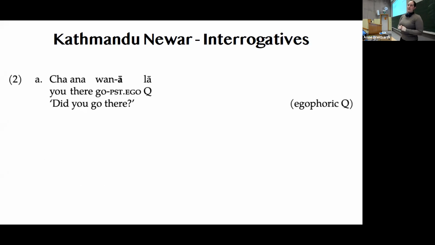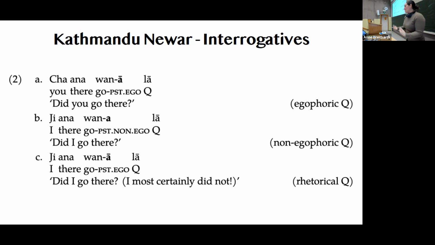Right, now in interrogatives, if I ask you a question, then I would still use this egophoric form, right? So "did you go there" is the verb with the long A and the question particle at the end, but I'm not really bothered by that. So this is an egophoric question because I'm asking this to you and I expect you to answer with an egophoric marker. So some people have called this some sort of anticipatory agreement, because I'm anticipating that you're going to agree with yourself when you say that you're going to do this, right?